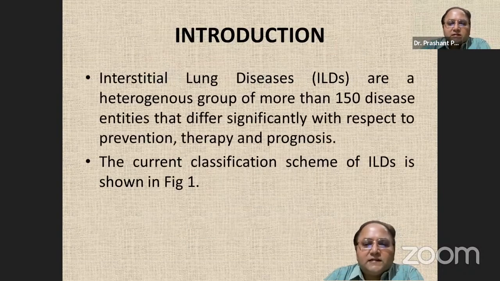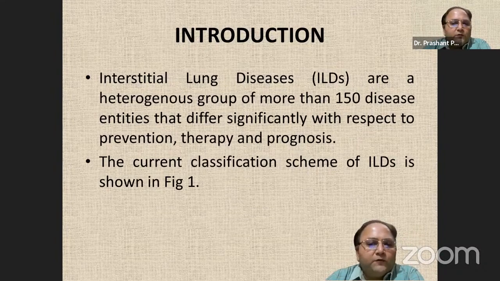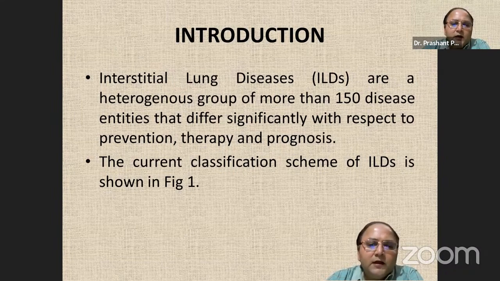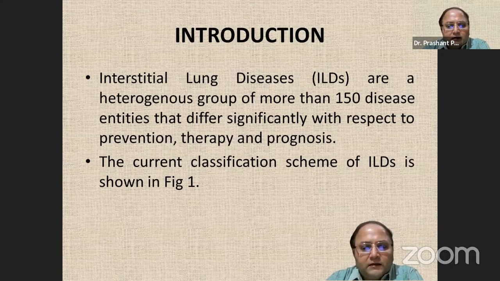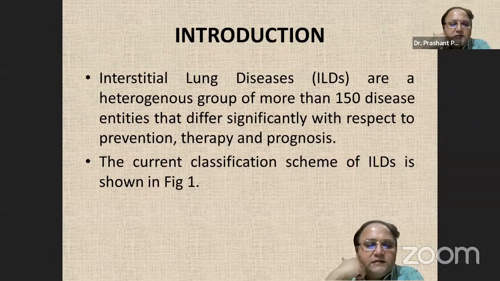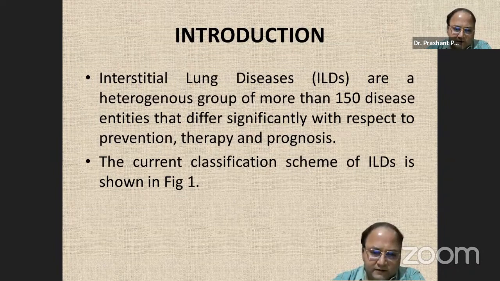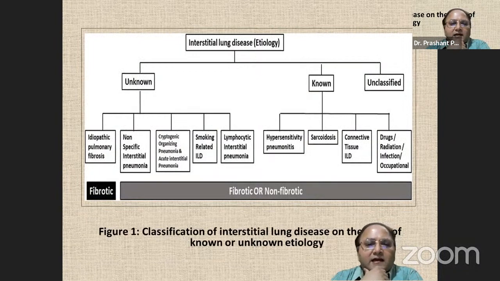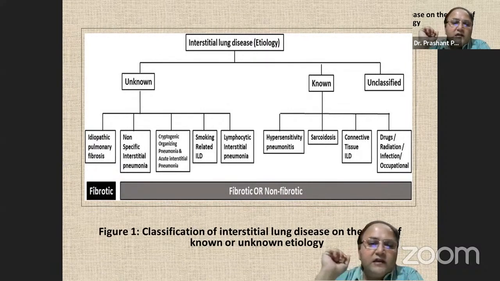So interstitial lung diseases, as we all know, are a heterogeneous group of more than 150 disease entities that differ significantly with respect to prevention, therapy, and prognosis. The classification of interstitial lung diseases has gone through a variety of evolution, and the latest classification is as follows. Interstitial lung disease has been categorized into three now: unknown etiology, known etiology, and unclassified.